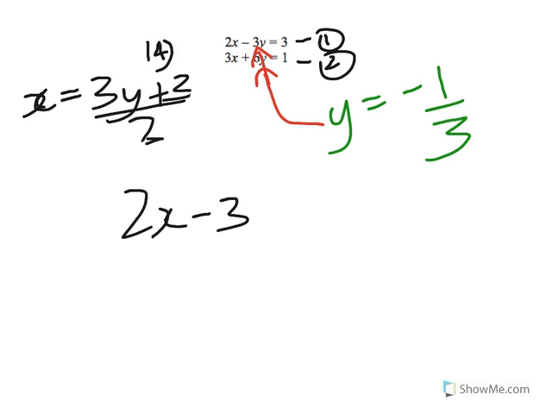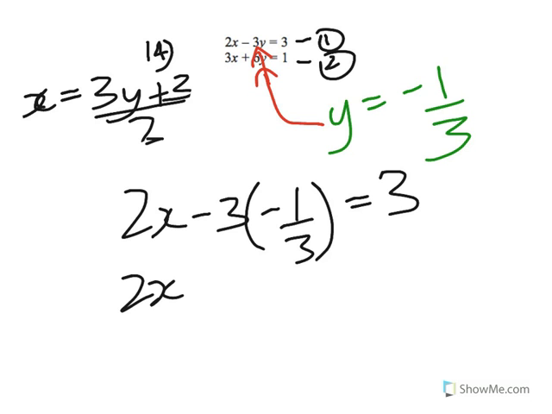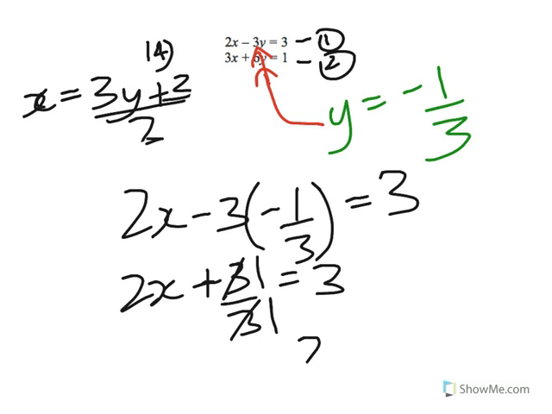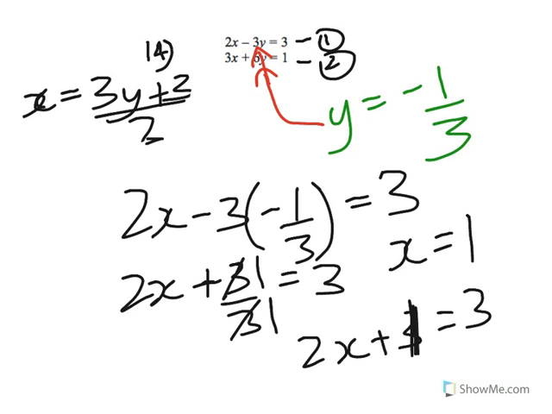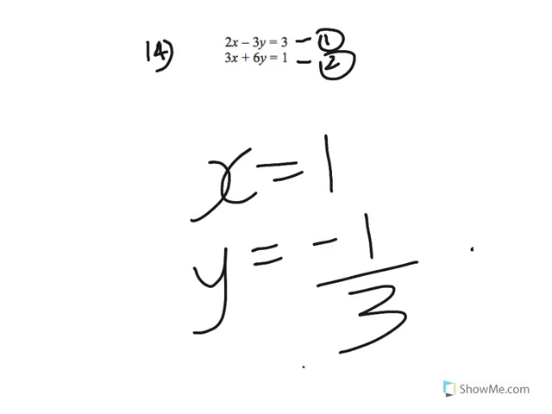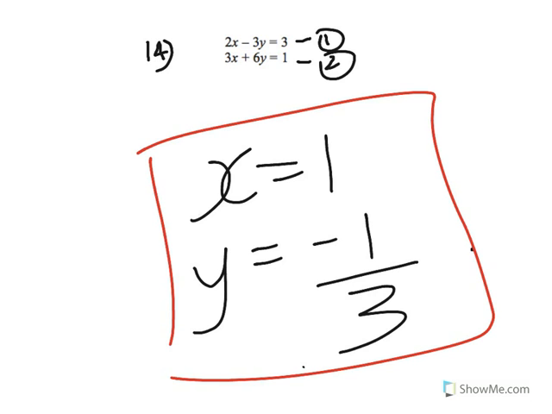So 2 times x minus 3 times negative 1 over 3 is equal to 3. So 2x minus 3 times minus 1 is plus 3, plus 3 over 3 is equal to 3. Now 3 over 3 is nothing but 1, if I divide both numerator and denominator by 3. So 2x plus 1 is equal to 3. Subtract 1 on both sides and divide by 2 after that. I'm going to get x is equal to 1. So then your final answers are x is equal to 1 and y is equal to minus 1 over 3.